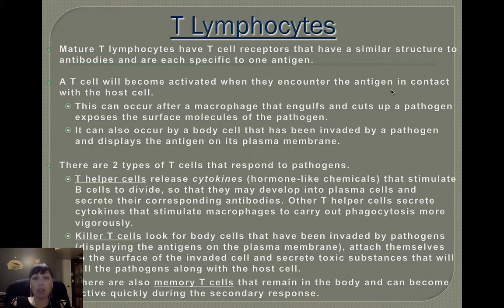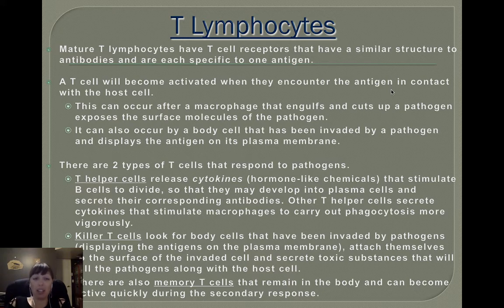There are two types of T cells that respond to pathogens. The T helper cells release cytokines. Cytokines are hormone-like chemicals that stimulate the B cells to start dividing, so that they can develop into plasma cells, secrete their corresponding antibodies, and really go on the defense. Other T helper cells secrete cytokines that stimulate macrophages to carry out phagocytosis more vigorously.